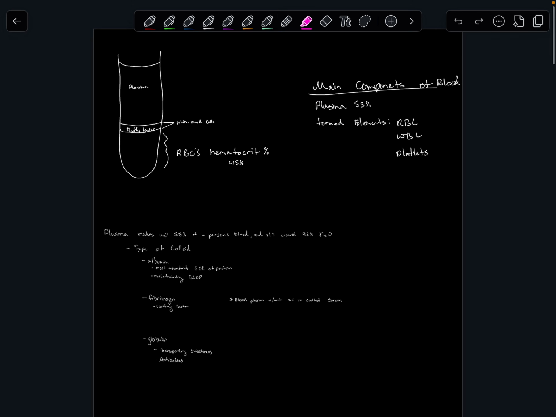Okay, let's zoom in. 55% plasma, and then other elements such as red blood cells, white blood cells, and platelets.